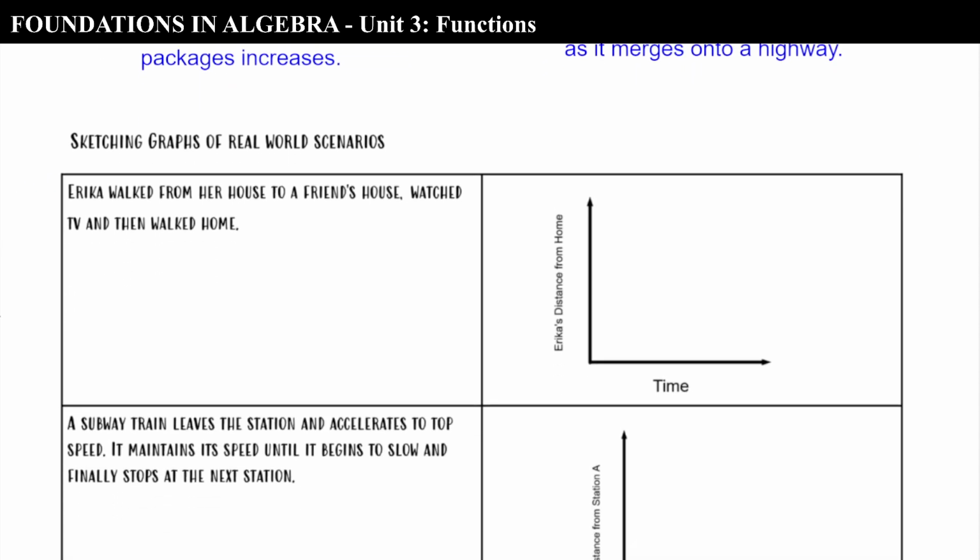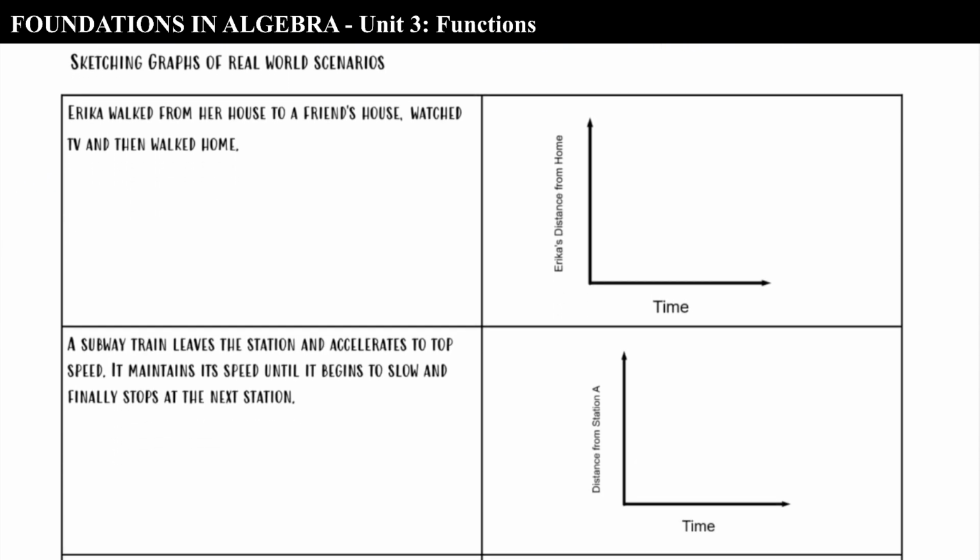All right, let's take a look at sketching graphs. So we're going to go the other way around. So Erica walked from her house to a friend's house, watched TV, and then walked home. So here's the distance from Erica's home, Erica's distance from home, and over time. Well, she walks to her friend's house, so she moves away from her home. She stays for a while and watches TV, so she's not moving at all, and then walks home. And so our graph is going to end up looking like this.